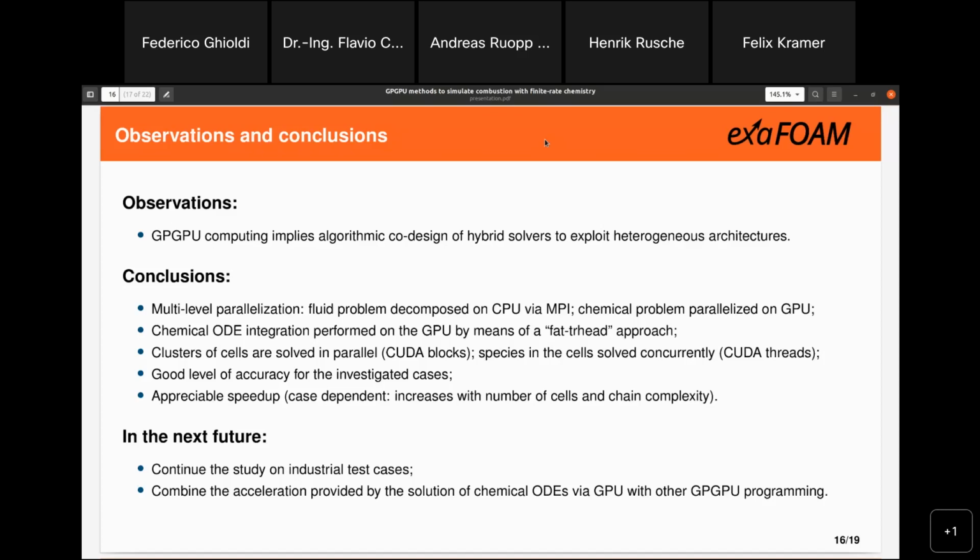Whenever we increase the number of reactive cells inside of the domain, the speedup increases as well, because of the double parallelization. We are currently investigating this to derive some performances globally, even on industrial test cases. In the future, we want to combine this kind of acceleration, produced by means of GPU ODE integrators, with possibly other solutions performed on the GPU, to improve the overall speedup.